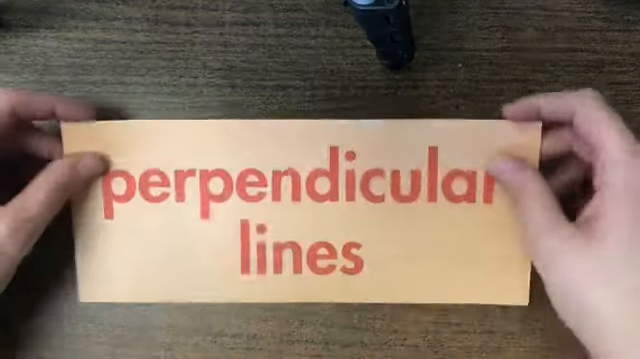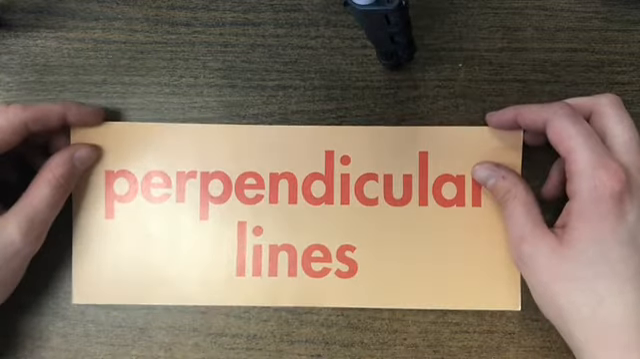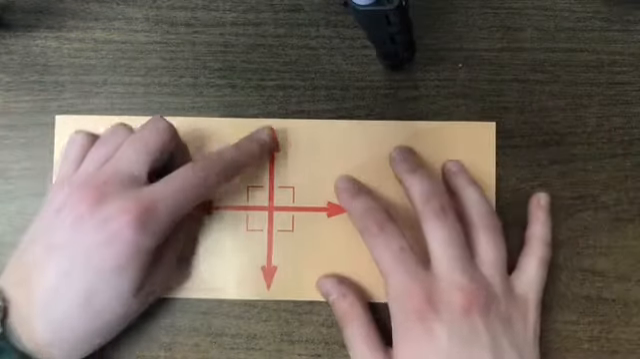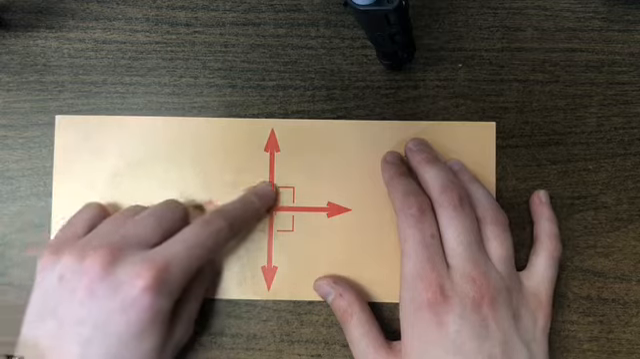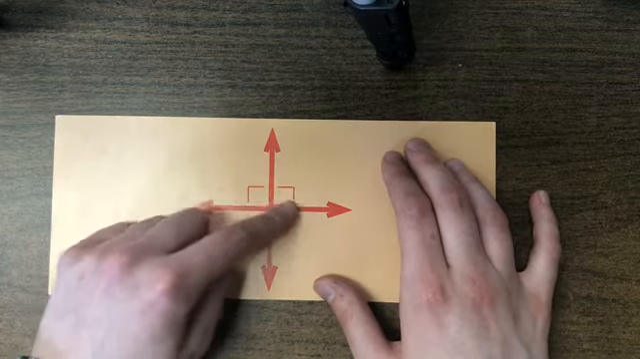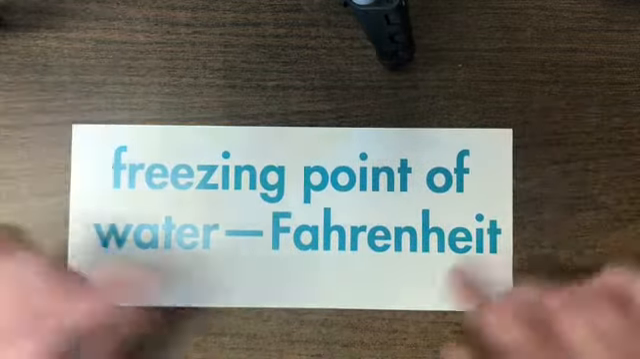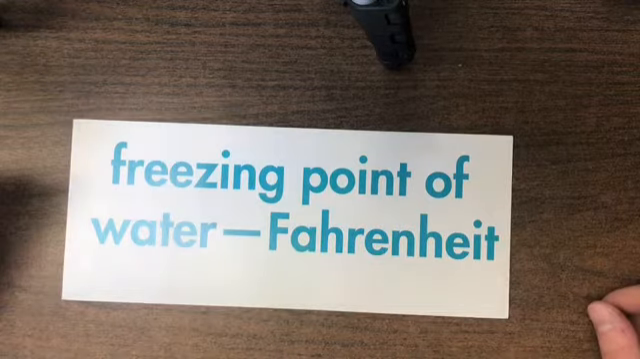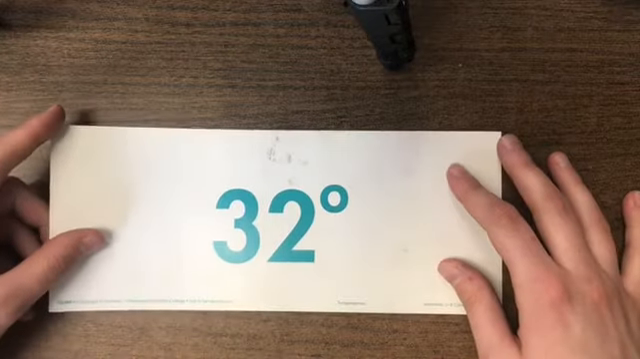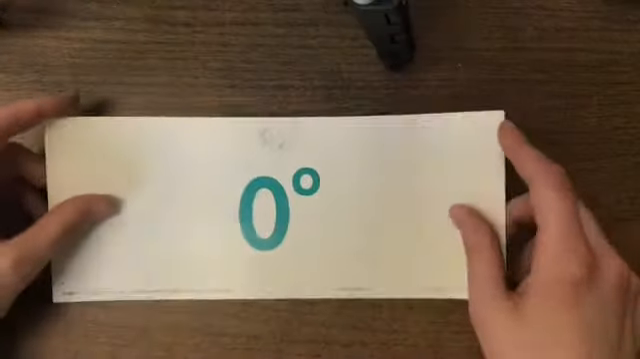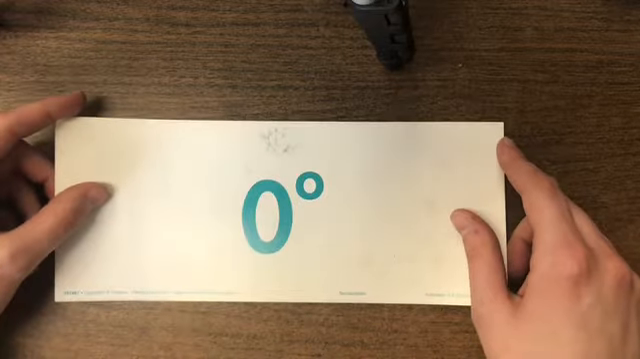And then a special form of intersecting lines are perpendicular lines. And these are, that's right, lines that cross, and when they cross, they form a 90-degree angle or a right angle in each of the corners here. Then we have some temperatures. So what is the freezing point of water in Fahrenheit? That's right, 32 degrees Fahrenheit is the freezing point of water. Then what's the freezing point of water in Celsius? That's right. 0 degrees Celsius is the freezing point of water.